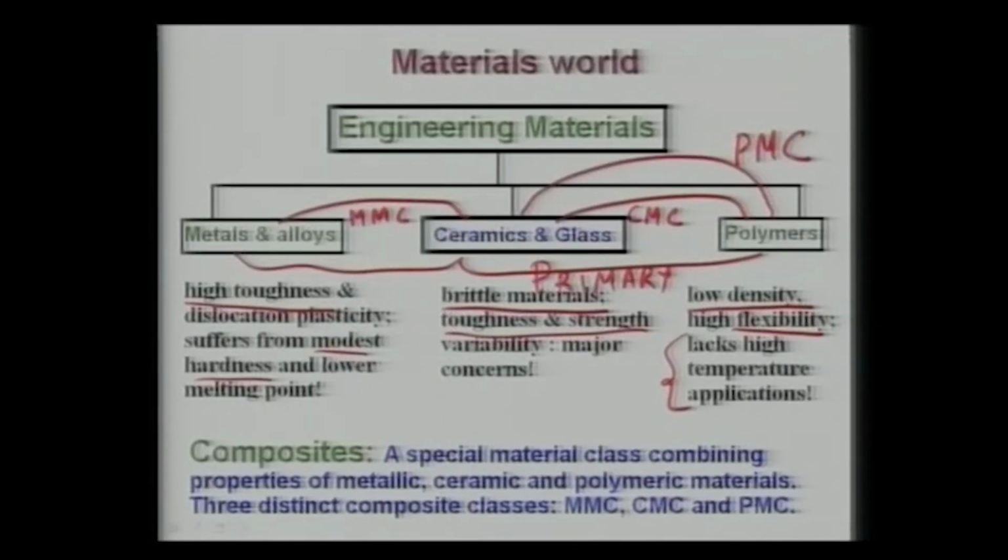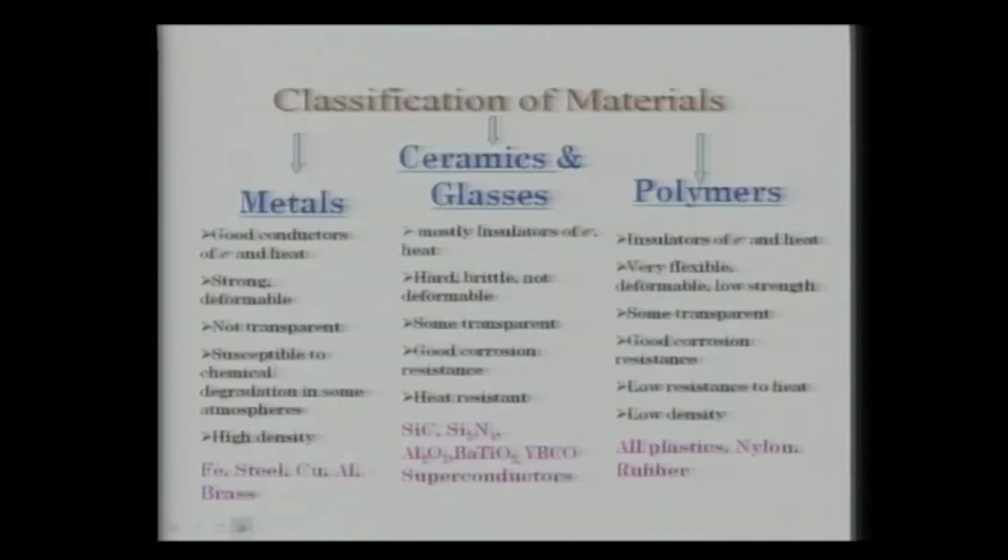Essentially all these composites are developed to optimize the good properties of the metals with the good properties of the ceramics, or to combine the advantageous properties of the two materials to develop a better material with a better combination of properties. That was the major motivation for developing composite materials. I repeat that metal matrix composites, ceramic matrix composites, and polymer matrix composites are three different classes of composite materials which are developed and studied. This is a little bit more about these three different materials: metals, ceramics, and polymers.